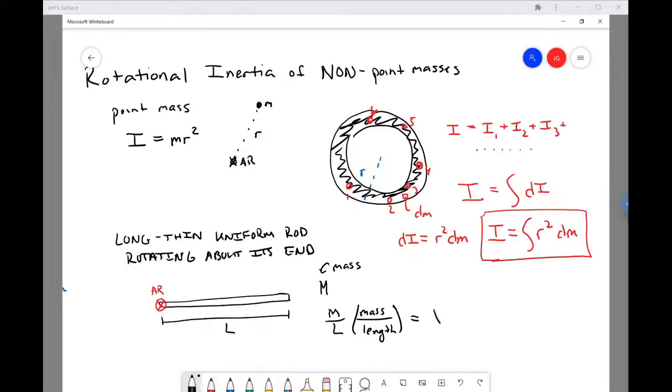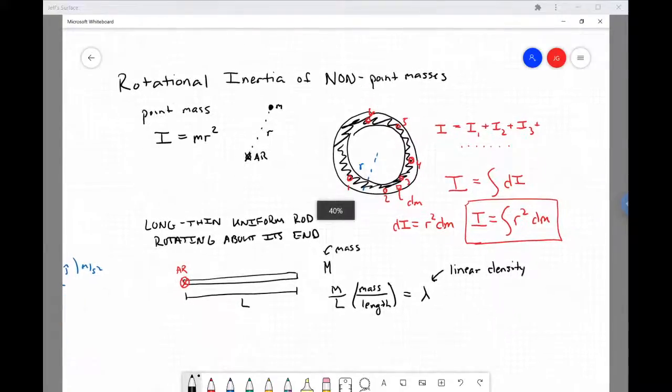So it's mass per unit length, and that is a density. It's not the density we typically think about, like kilograms per cubic meter or kilograms per liter, but it's a density. I'd give it the symbol lambda, and we'll call it a linear density. It's mass per unit length. I'll just define that because it's going to come in handy, and you'll see in a minute.